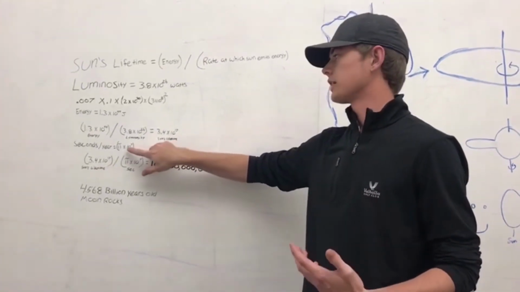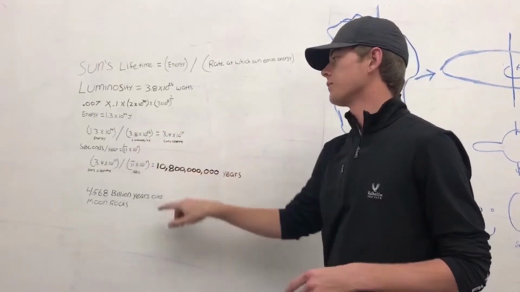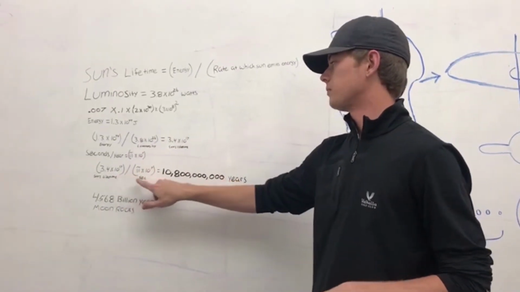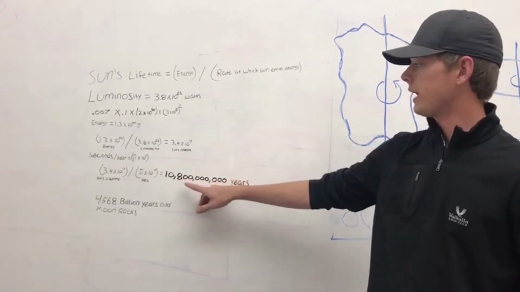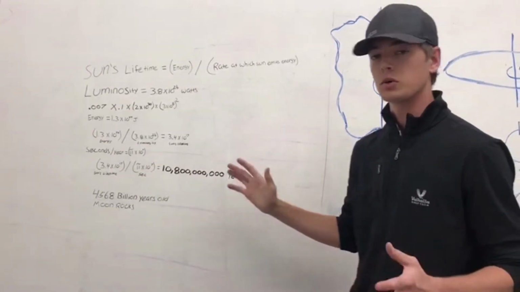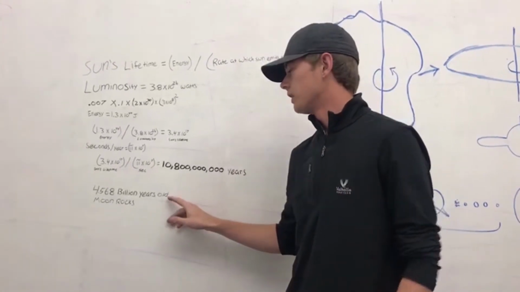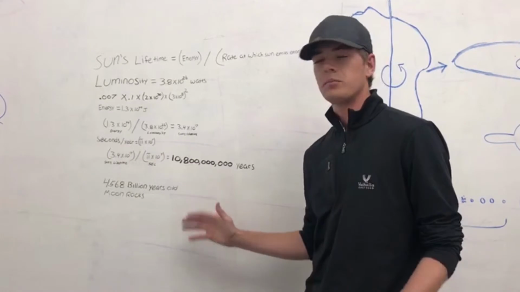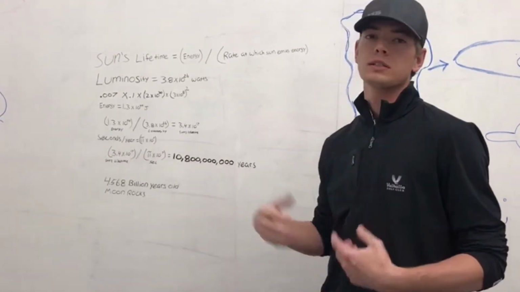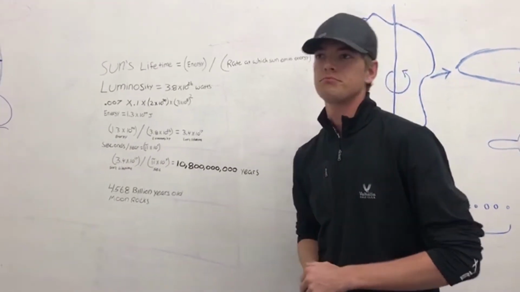And seconds in a year is calculated by pi times 10 to the 7th. So when we do the sun's lifetime divided by how many seconds are in a year, we know that there's approximately 10.8 billion years in the sun's total lifetime. Right now, it's currently roughly about 4.5 billion years old, and we know that by the moon rocks that we brought back in the 1960s.